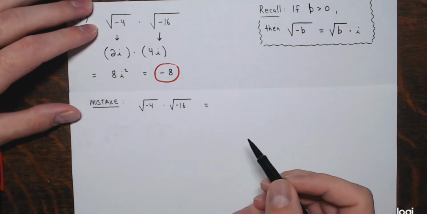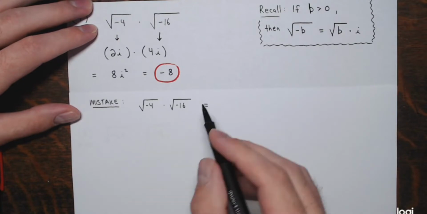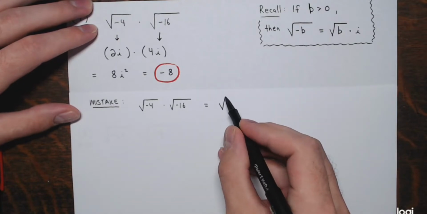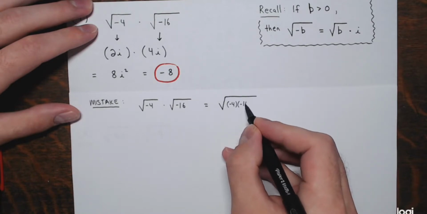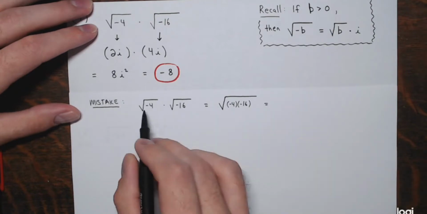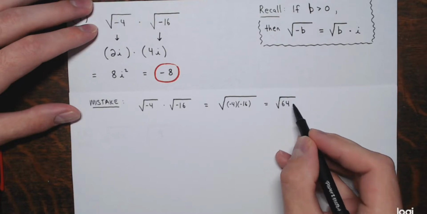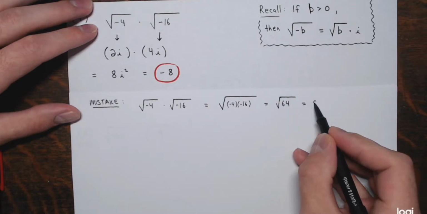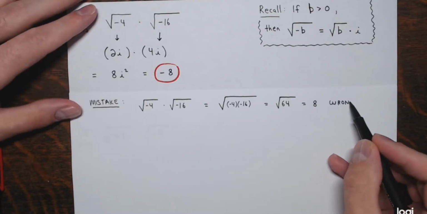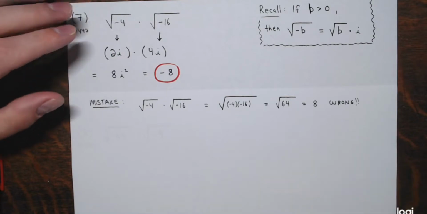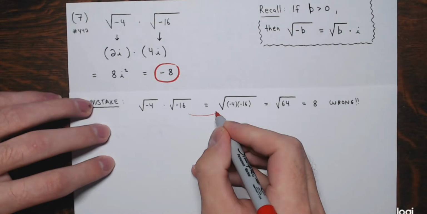And then they say, oh, I remember that if you multiply two square roots, you can put them together. Use that product property and make this the square root of negative 4 times negative 16. Right? But then, negative 4 times negative 16 is positive 64. And then the square root of 64 is positive 8, and this is wrong. And the area where it's wrong is right here.